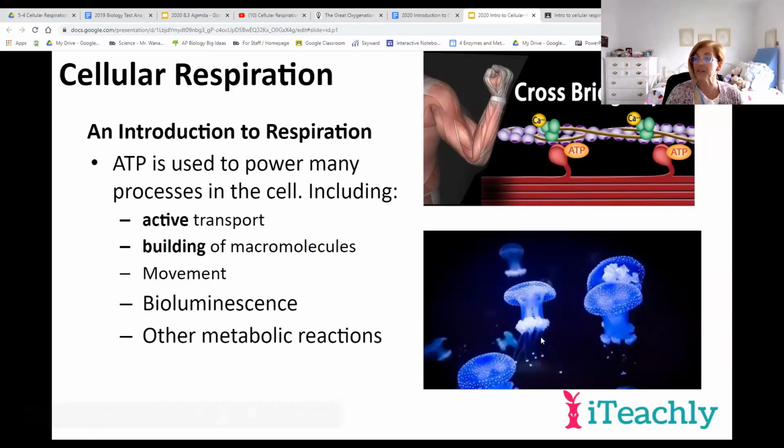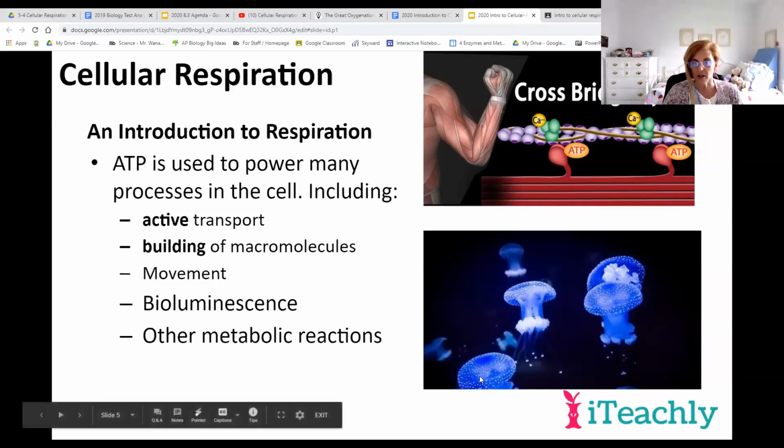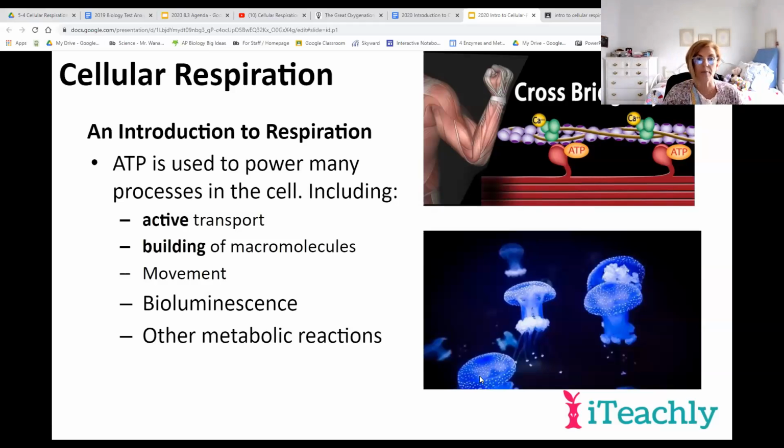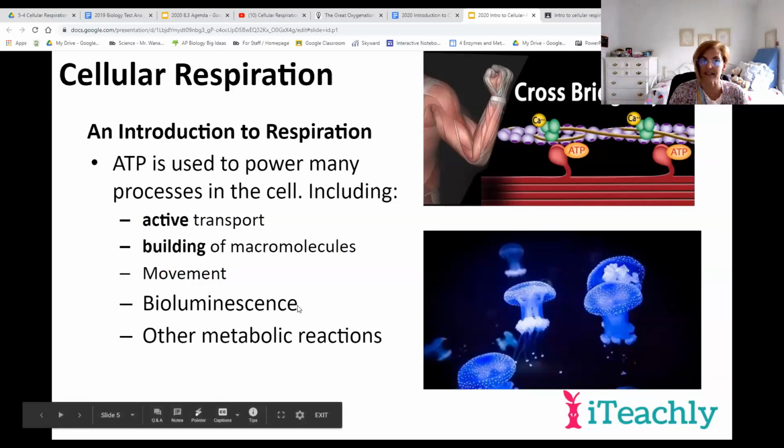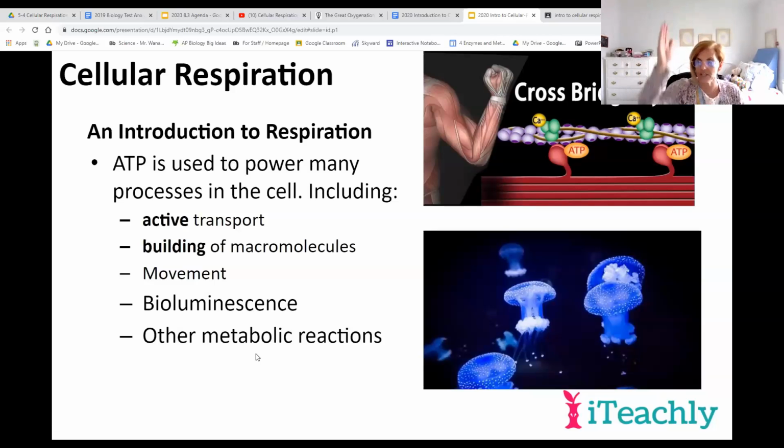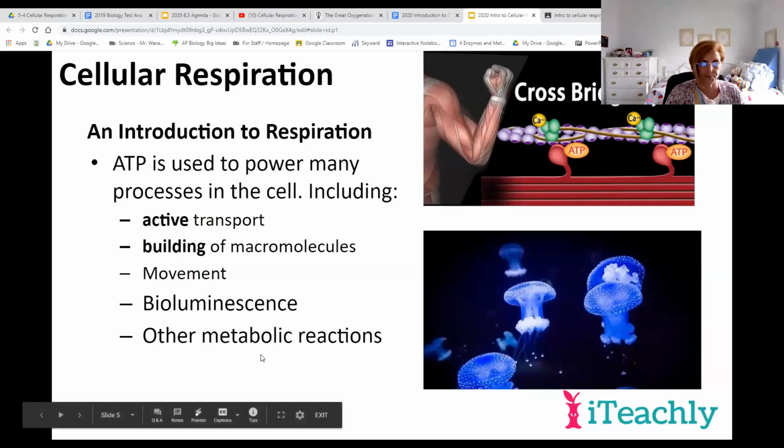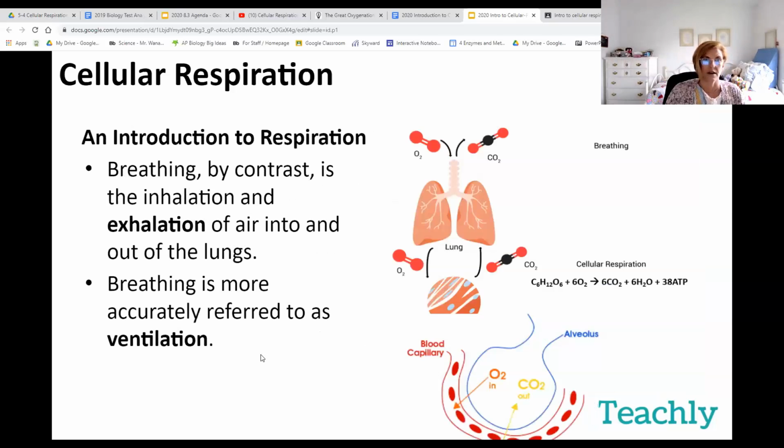Bioluminescence is the production of light. So you can see these glowing jellyfish. There are other protozoans that bioluminesce. You're familiar with fireflies or lightning bugs. They have the ability to produce light, and that is going to require energy. And then lots of other metabolic reactions. We talked about how all reactions have to get past a certain activation energy in order to occur. So all metabolic reactions are going to take energy. All right, any questions so far?